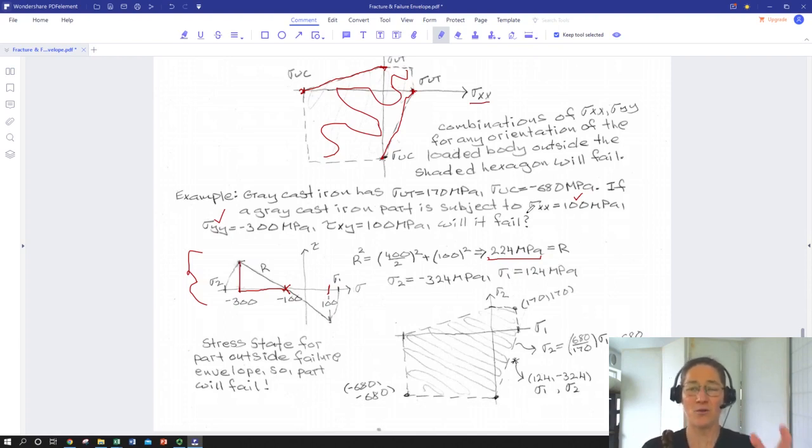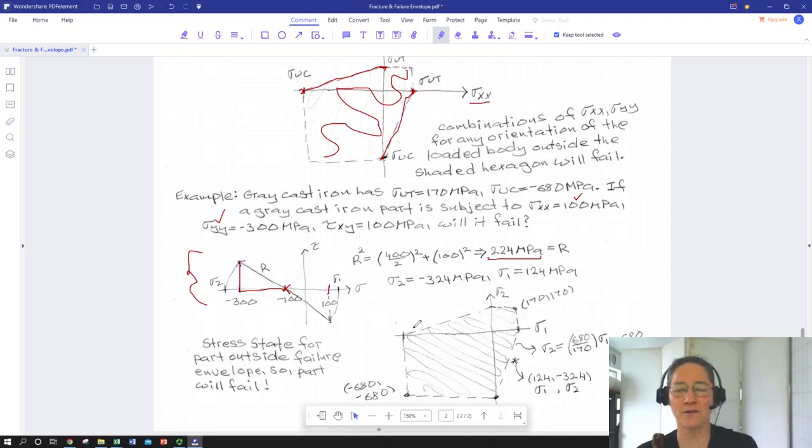Now we can't compare either one of those alone to what the material will withstand because we're applying them at the same time. So we have to go back to our envelope here, where these two values of sigma 1, sigma 2 would correspond to tensile. Each one of those is 170. So this point here is 170, 170, and this point is negative 680, negative 680. This came from our test data. So we can just literally plot these two points in this shape.